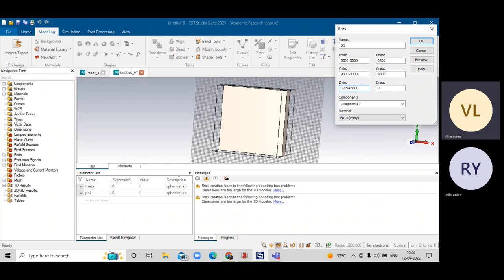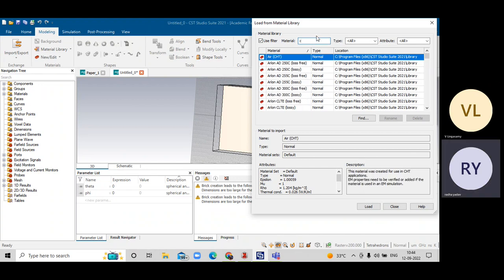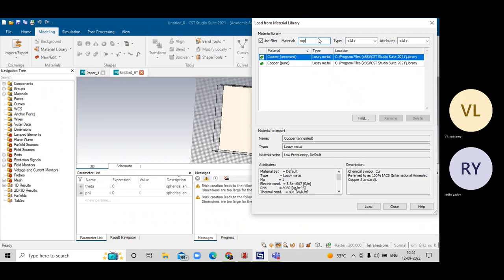Okay, yes. Then you copy this and paste it there in the ZMAX. Plus, you can put 17.5. Okay. Then you can change the material to copper, annealed. Yep. Yeah, annealed.